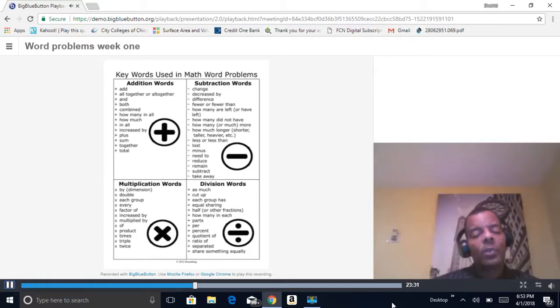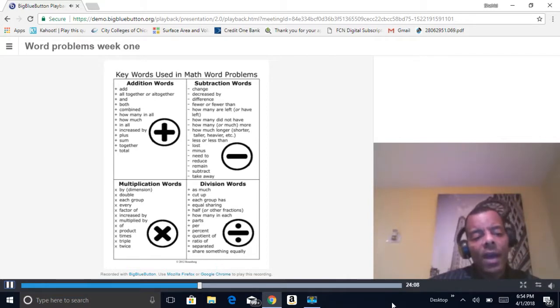That means multiply. Some words that mean division: as much, cut up, each group has, it means you're dividing it into groups. Equal sharing, half, how many in each, okay? Parts, per, percent, quotient of, share something equally. So anytime you're breaking things into groups or dividing something into equal parts, that is a division word or key term, okay? You can find this document uploaded under week 1 on the course outline.